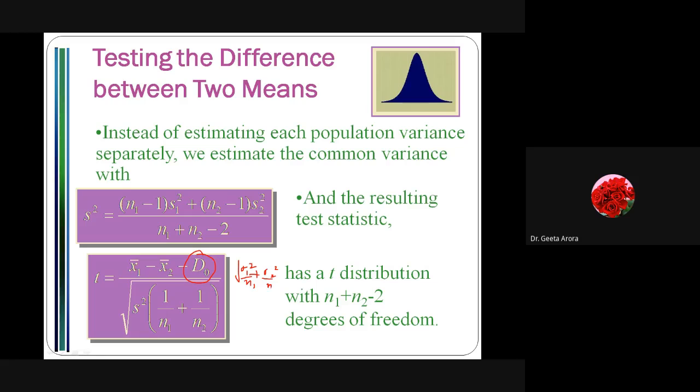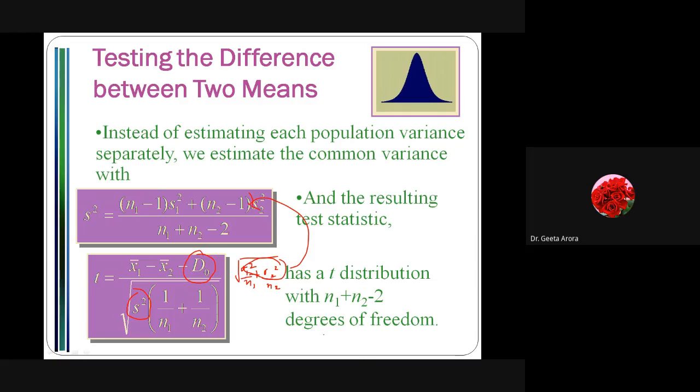The numerator part is the same, and the denominator part is not the same, because we are assuming that in place of sigma 1 and sigma 2 we have s1 and s2, and we are assuming that sigma 1 and sigma 2 are the same. So in place of these two, we are taking this S square calculated by this formula, S square given by (n1 minus 1) s1 square plus (n2 minus 1) s2 square over this. And as a whole, if we write it with the common variance, S square comes outside, and inside we have 1 by n1 plus 1 by n2.